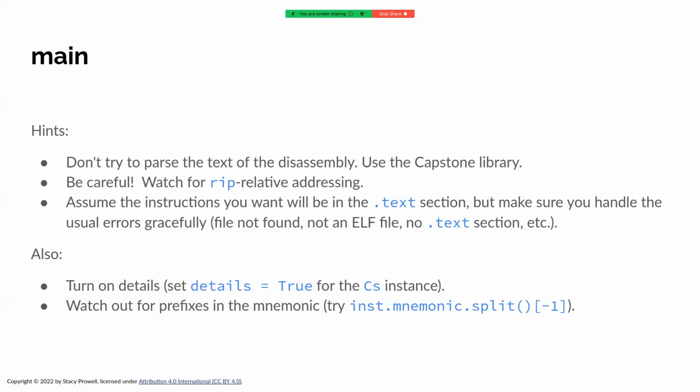The way to do that is to extract the last word. And an easy way to do that in Python is with the code you see there. If inst is your instruction, grab the mnemonic, split it into words, and then take the last word. But again, if you don't have to do that, that's not necessary. I'm not going to test your code with anything that would cause it to fail for that.